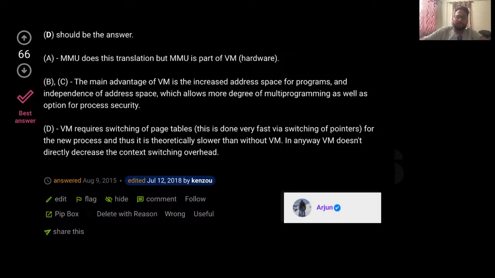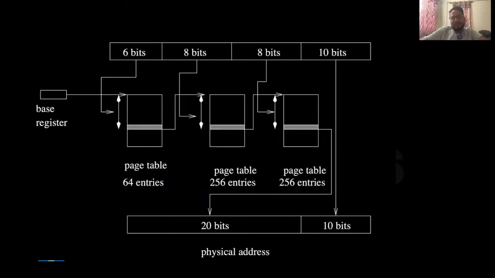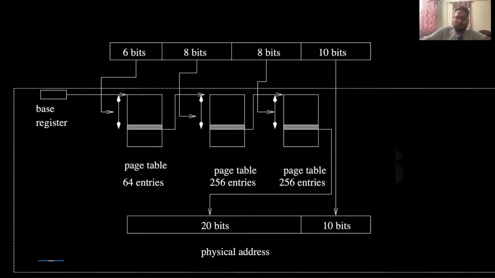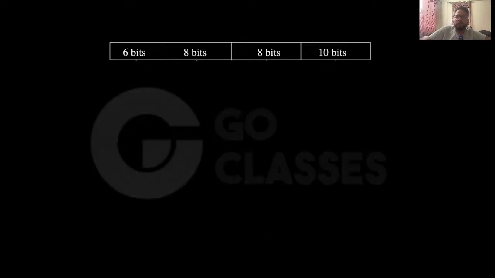Anyway, now let's understand multi-level paging, how it looks, and what we mean by having multi-level pages. Since this is just a revision class, I will not go into very much theoretical detail. I will just have some brief introduction, then we will be solving the questions.